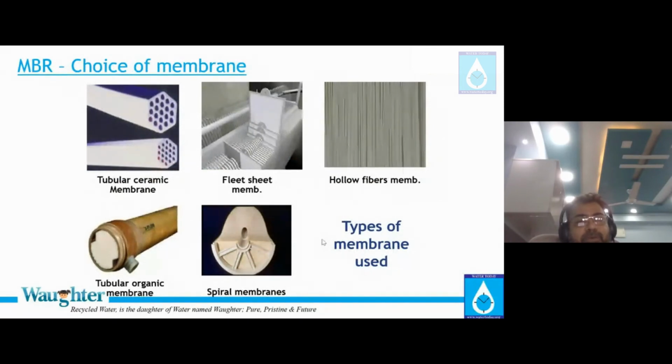Then we have lots of choices of membrane. Nowadays, even tubular ceramic membranes are being used as MBR membranes. Flat sheet MBRs are very common. Hollow fiber MBRs are common. Tubular organic membranes are also possible. You can also have spiral membranes, but spiral membranes are not typically used in MBR. I have not yet seen people using spiral membranes in MBR.